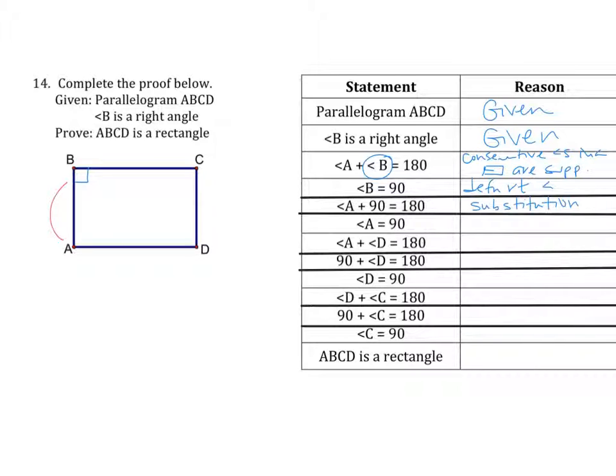Now, to get from this line to the next, I can subtract 90 on both sides to end up with A is 90 degrees, so that's the subtraction property of equality. Alright, I can do it again.